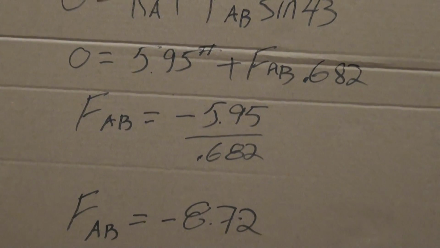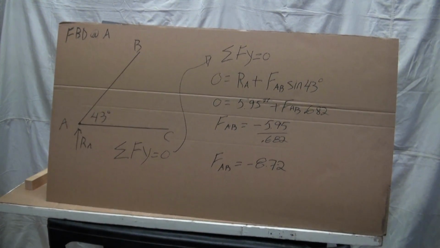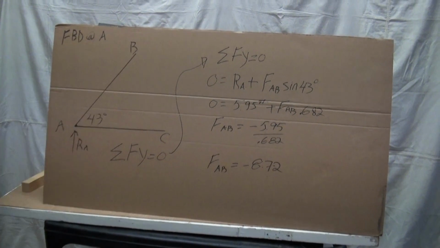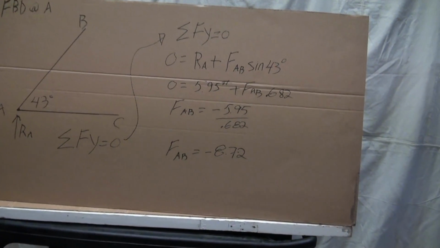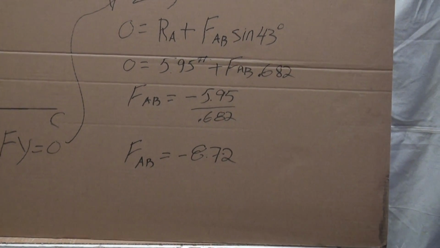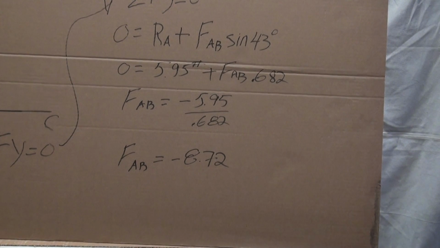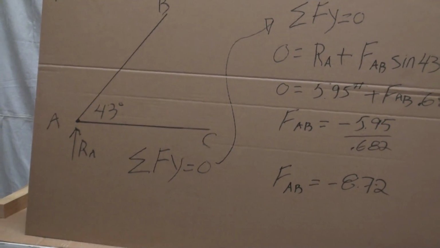It's compression. Right, because originally in the FBD, all the forces were pulling away from the joint. So if we get a negative, that means it's the opposite. Instead of pulling away in tension, it's being compressed. Yep. Okay, so the force in AB is 8.72 pounds in compression. Yep.